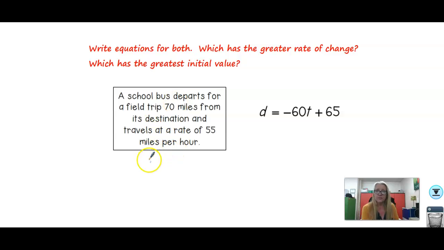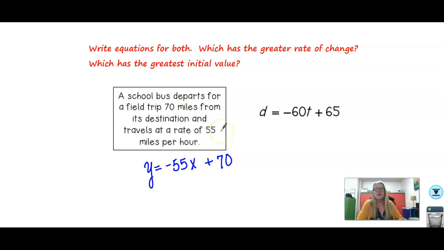Again, we need to write an equation for this one. A school bus departs, this is the one I was thinking we were on, departs for a field trip 70 miles from its destination and travels at a rate of 55 miles an hour. See, they're saying the trip is 70 miles. So 55 miles an hour is going to be negative because every hour that you travel, you will get rid of 55 miles of your distance. All right, and the initial distance is 70.